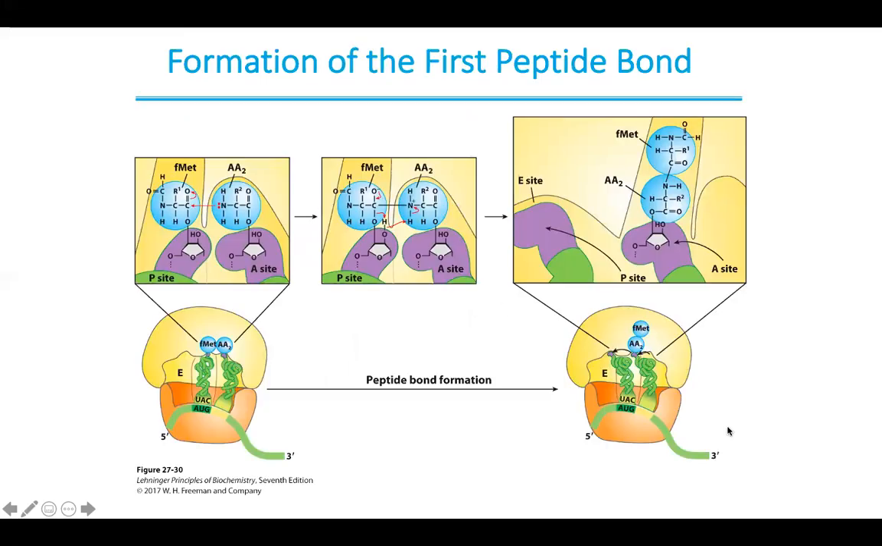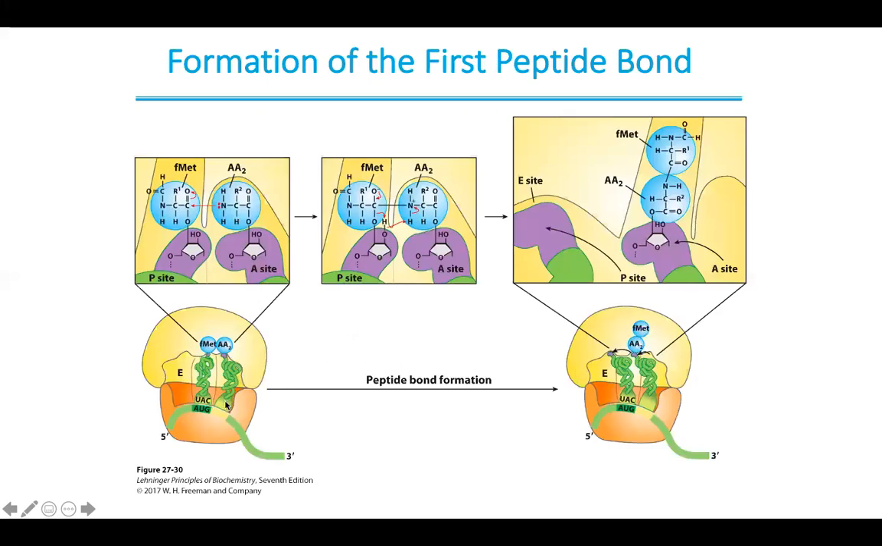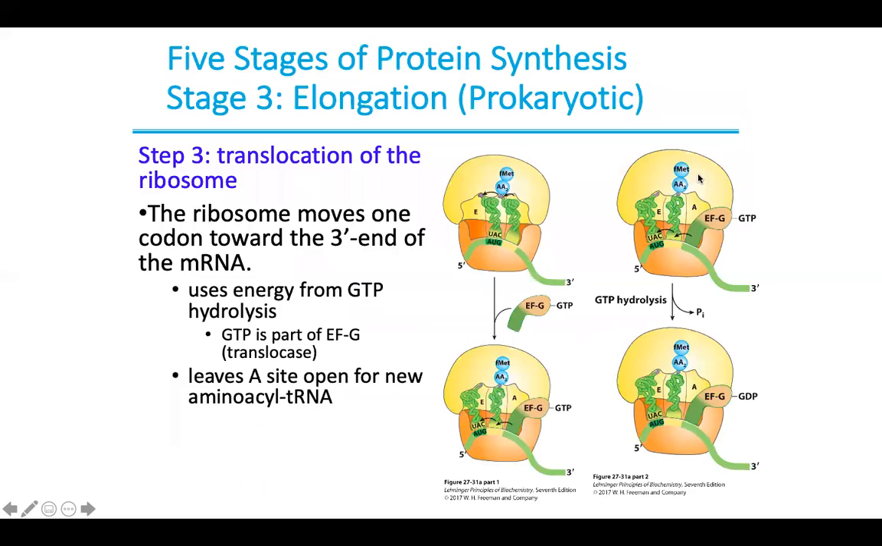So this is the formation of the first peptide bond. The first peptide bond starts with the formylmethionine, and the incoming second amino acid will bind. Remember, through the process I've discussed, peptide bond synthesis is a dehydration reaction. So the dehydration reaction also occurs in this step, in the peptide bond formation.